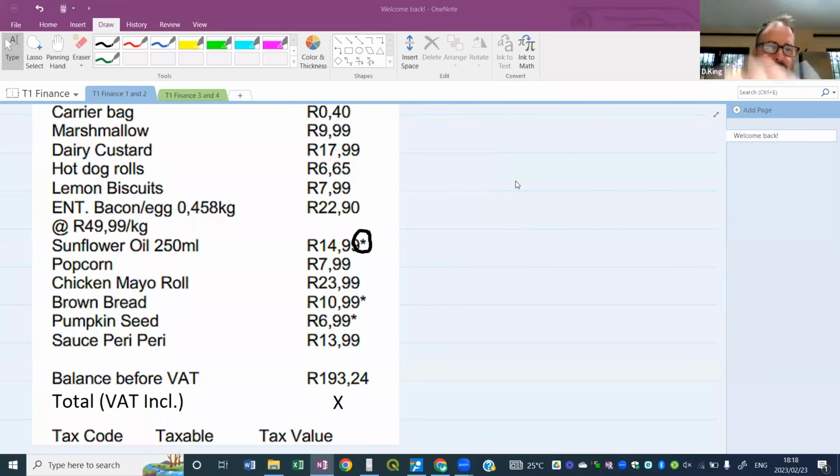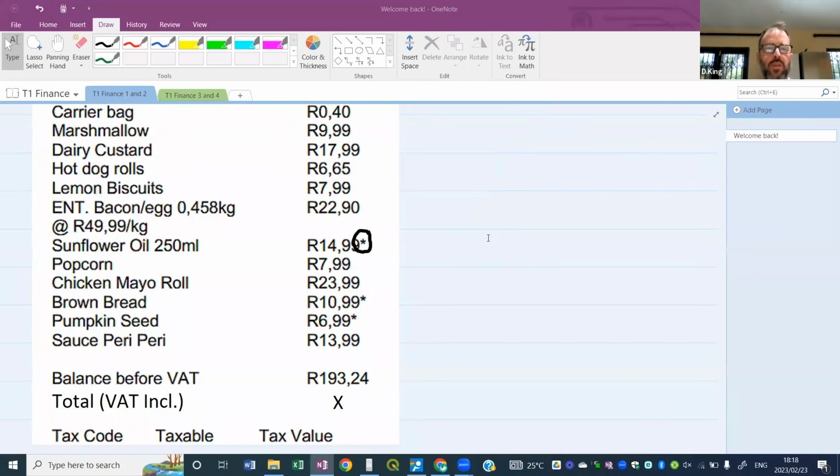You can see here, meat is not. Hot dog rolls is not. Lemon biscuits, no. Lemon biscuits are not basic food items that everyone needs, so they're not zero VAT rated.